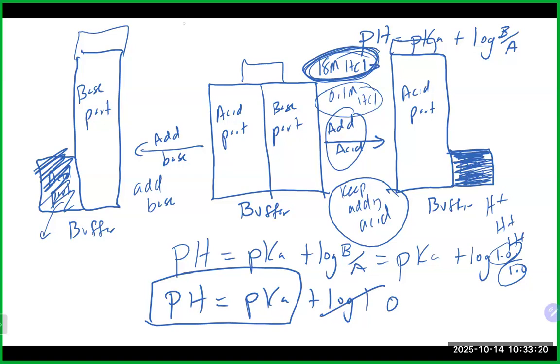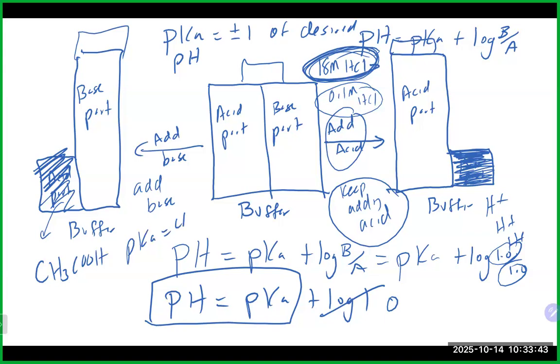Typically, you would want to choose a weak acid or a weak base that has a pKa value plus or minus 1 of your desired pH. So if you wanted to make a buffer at a pH of 4, acetic acid would be a great choice, as the pKa is about 4.74. That's pretty close, that would be a great one. Ammonia would be a terrible choice, as the pKa is about 9.25. That's pretty far away from your desired buffer pH of 4. You're going to have a really hard time getting that to work.